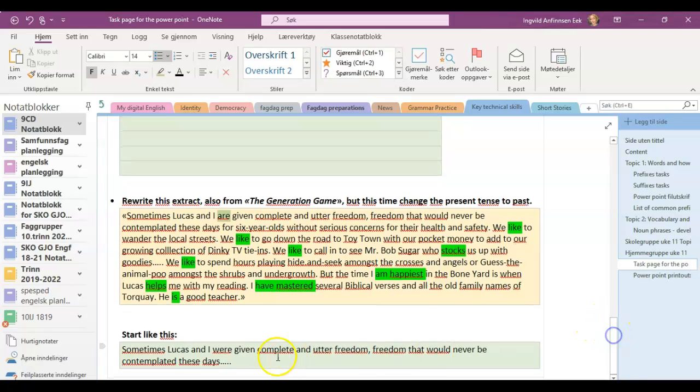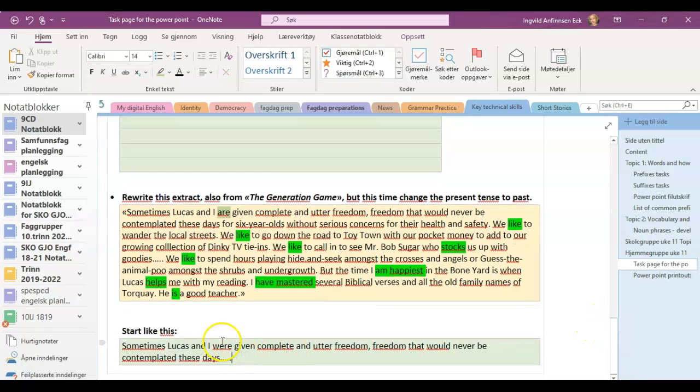So as you can see, I've given you a start. Like sometimes Lucas and I were given complete and utter freedom that would never be contemplated these days, with few or no rules, without serious concern. And you continue writing. So continue from here, changing all the present tense verbs to past tense verbs.